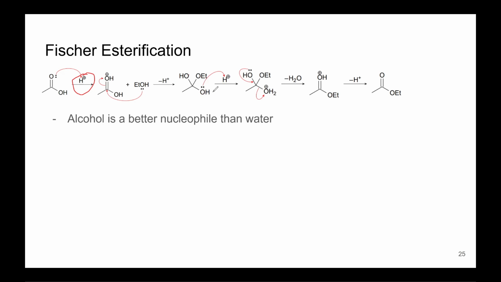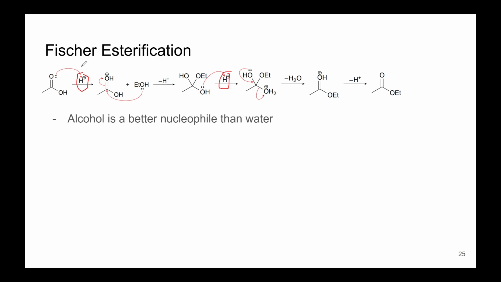So OH minus is not a good leaving group. However, when we protonate it with H plus, the leaving group becomes water, so it becomes much easier to kick out. Here the lone pair can come down to form a double bond, therefore kicking out the water molecule. Then we just have to deprotonate this again, and that will give us our ester product.